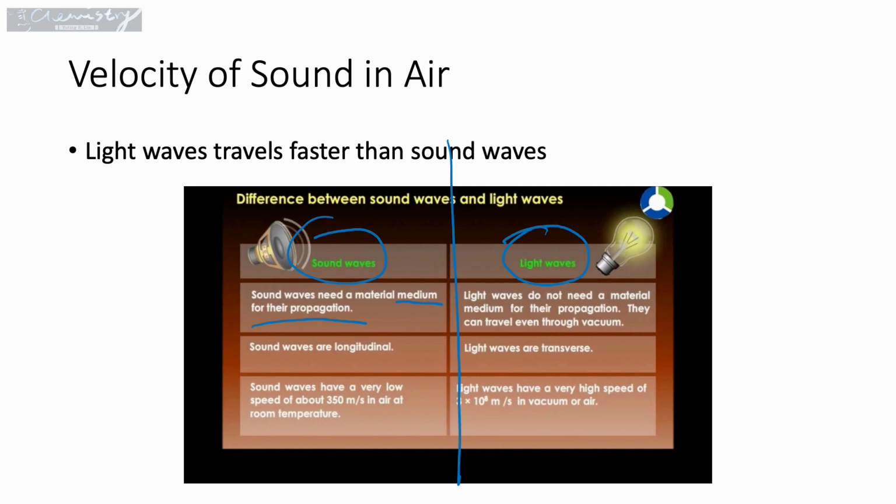And sound waves are longitudinal, and light waves are transverse. And sound waves have a lower speed than light waves. This is why when there is a lightning strike, we see the lightning before we hear the sound. Same idea as when we look at fireworks, we see the firework before we can hear the sound of the firework. This is just because light waves travel faster than sound waves.